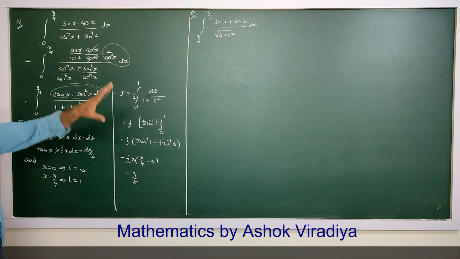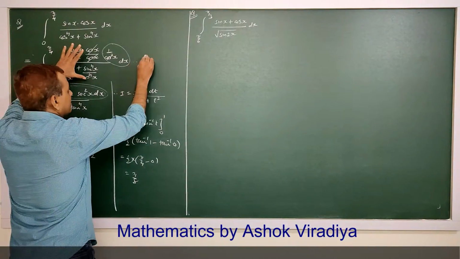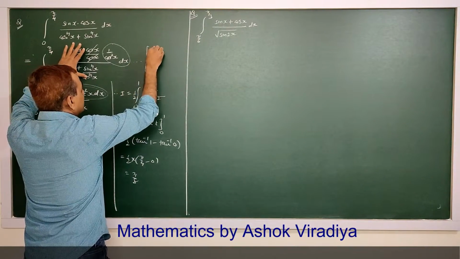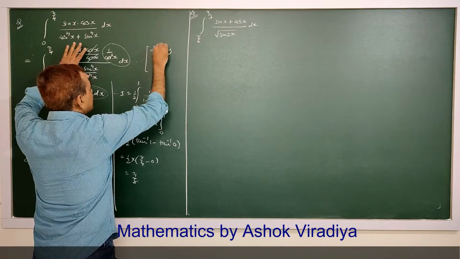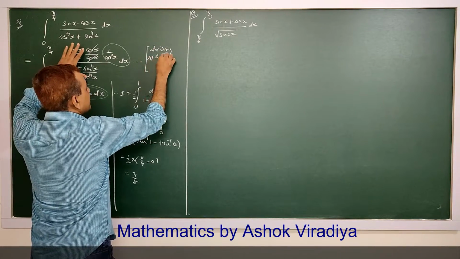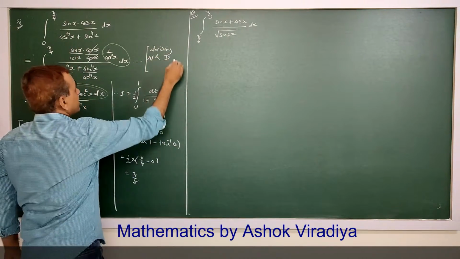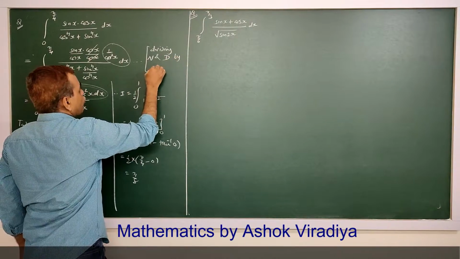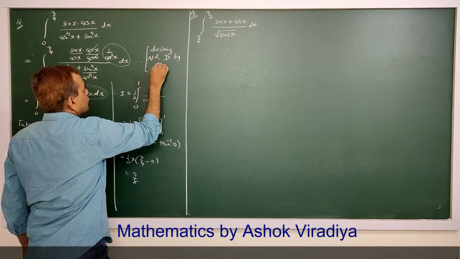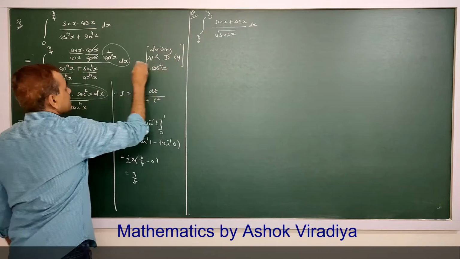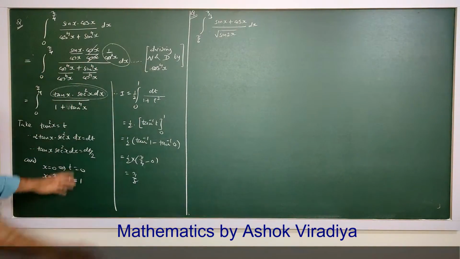So remember, in the beginning, divide numerator and denominator by cos raised to 4x. This is the key point for the first beginning.